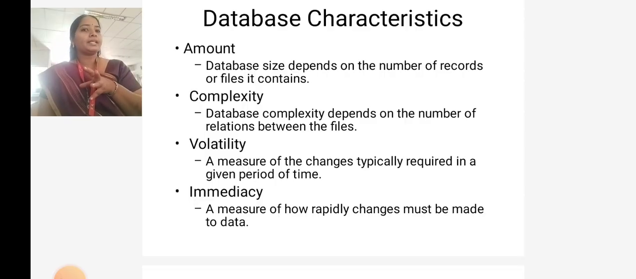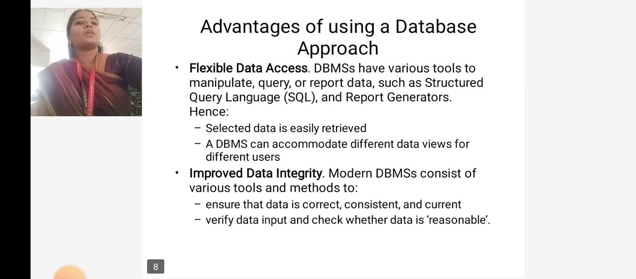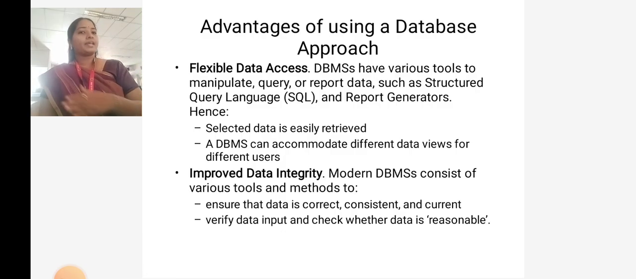So volatility, in the sense, is a measure of the changes typically required in a given period of time. If a data is changed in a particular file, the alternate data related to this data will also be changed. So the modifying time is very less when compared to a file system. So immediacy, in the sense, is a measure of how rapidly changes must be made to the data. So it is given a certain period of time. So what is an advantage of using a database approach? Flexible database access and improved data integrity.